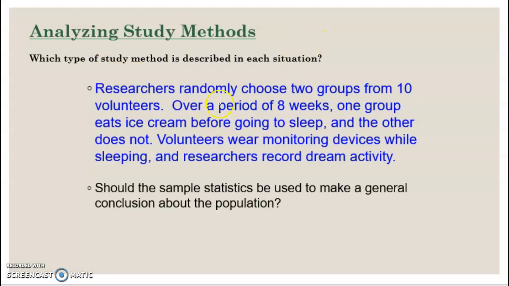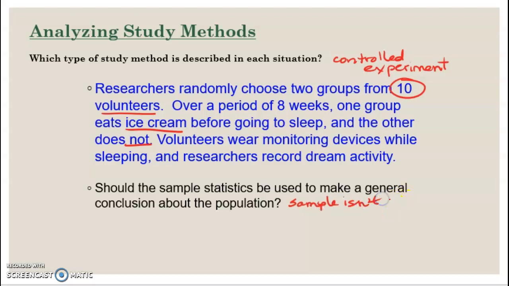This is a controlled experiment. Okay. Since you are giving one ice cream and one not, you've got the controlled experiment situation. Should the sample statistics be used to make a general conclusion about the population? Well, you've only got 10 volunteers total, so the sample really isn't large enough to generalize here.